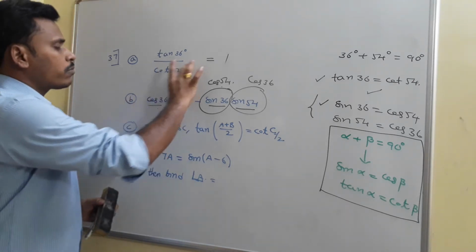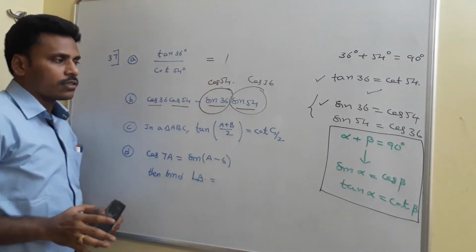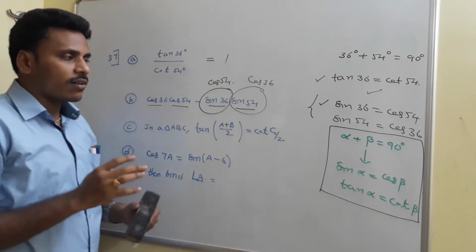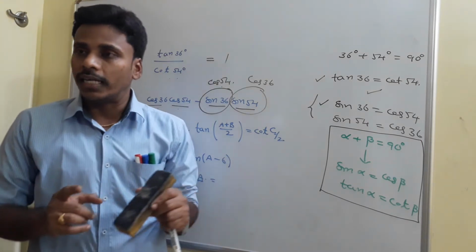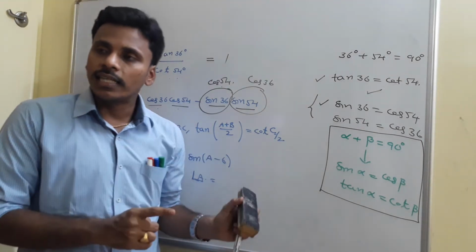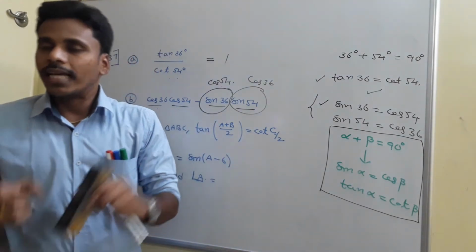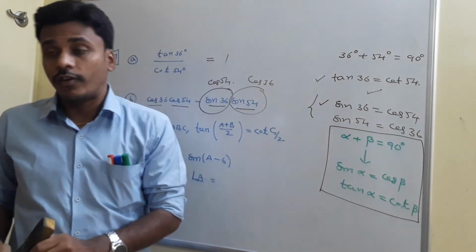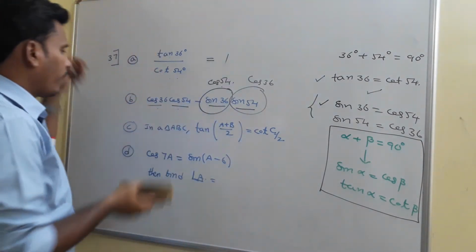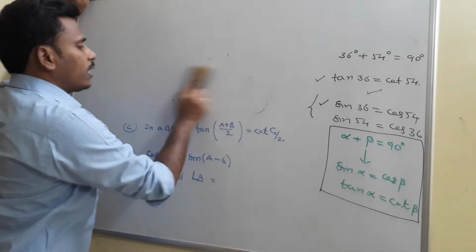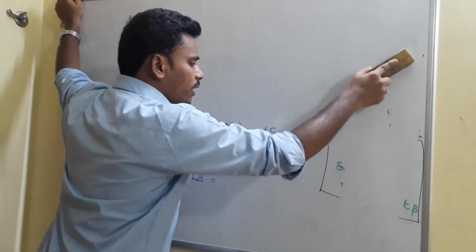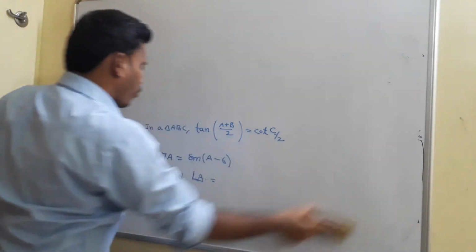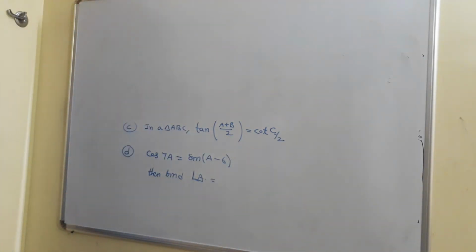Look at these two problems, and I am going to erase these two for space concerns. See, those two problems are just related to the angles 36 and 54, where 36 plus 54 is 90 degrees. So tan 36 is cot 54. Sin 36 is cos 54. Right? Right. And then look at the C bit, 37C. How to do it?